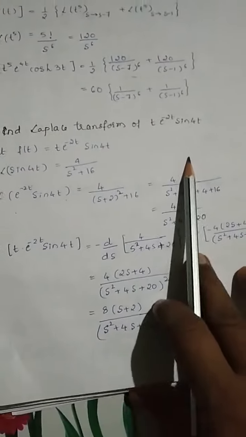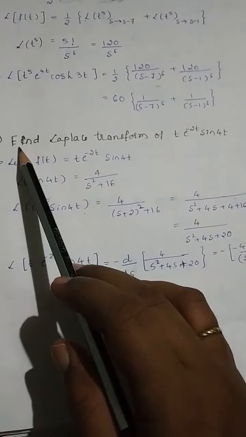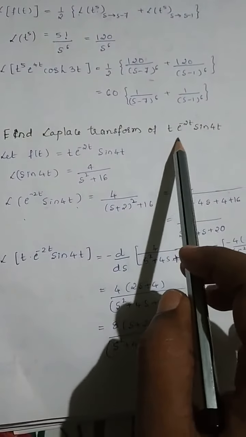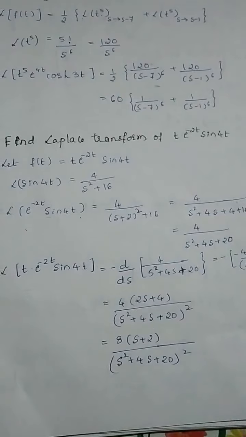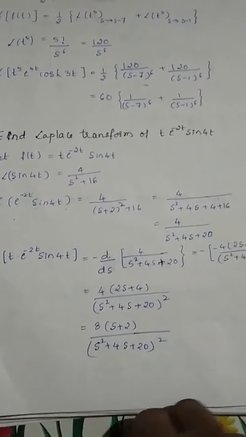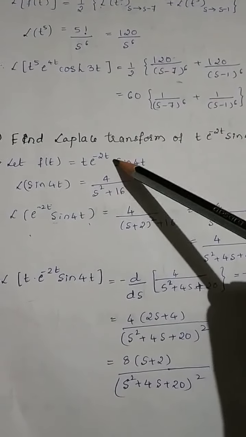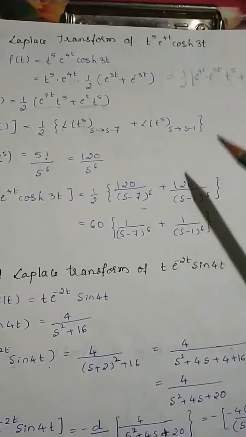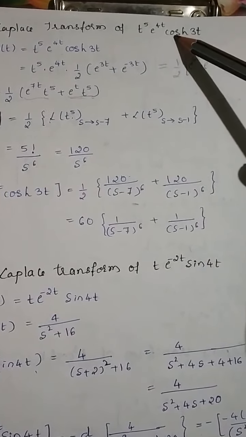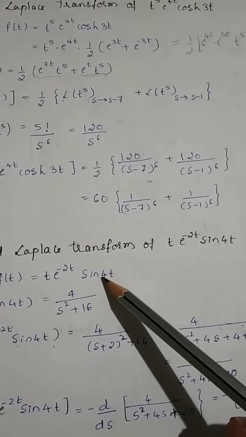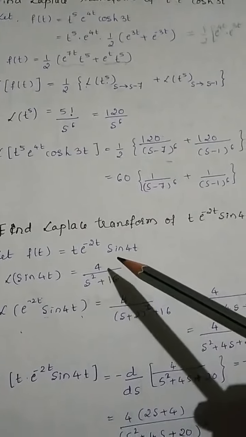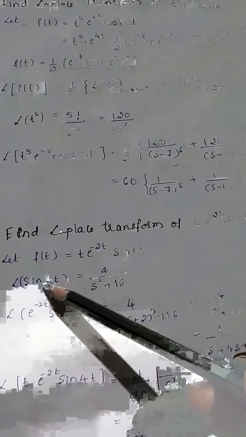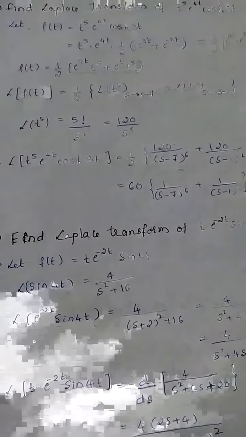Okay, let's go for the next one. Find the Laplace transform of t into e raised to minus 2t sin 4t. Let f of t be equal to t into e raised to minus 2t sin 4t. Just have a look at the difference between these two functions. Here we had a hyperbolic function, and here we have a trigonometric function. When we have a trigonometric function, let us take that trigonometric function as f of t only.